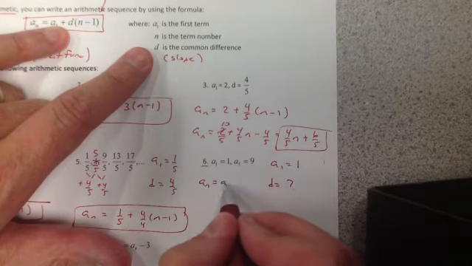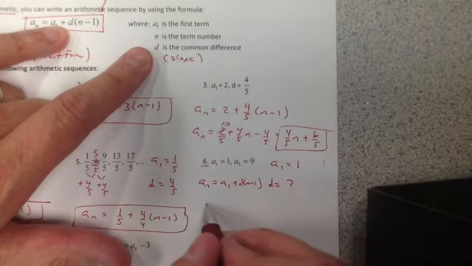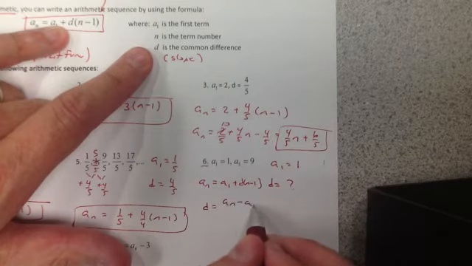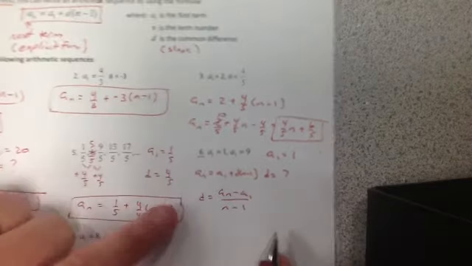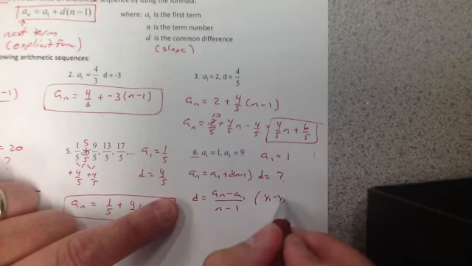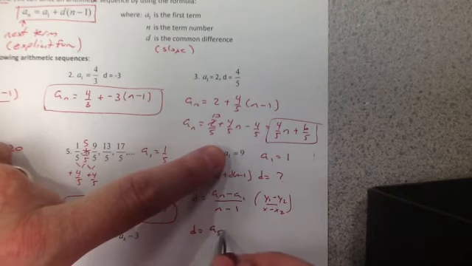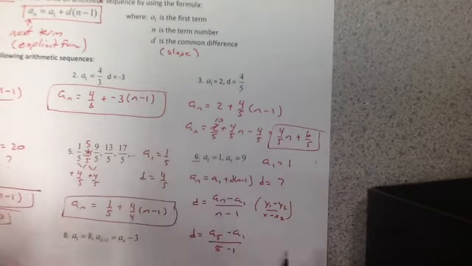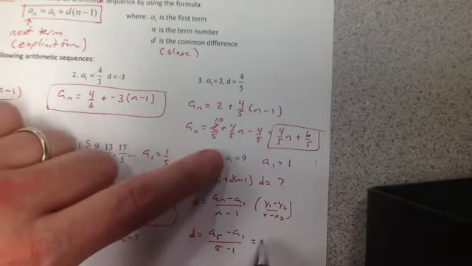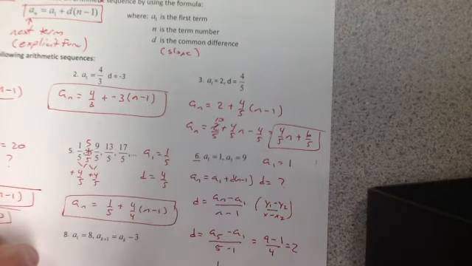A sub n equals a sub 1 plus d times n minus 1. Solve for d. We're going to get d equals a sub n minus a sub 1 over n minus 1. This is our slope, right? This is our change in a's. This is like y2 minus y1 over x2 minus x1. We plug it in. Our n is 5, so a sub 5 minus a sub 1 over 5 minus 1. Well, what's a sub 5? 9. A sub 1 is 1, over 4, and we get 2. d is 2.